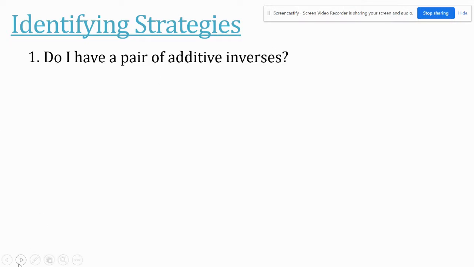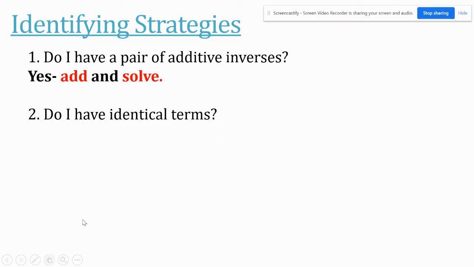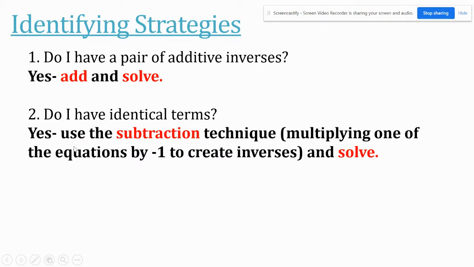So the first thing we want to talk about today is identifying strategies. For example, if you have two equations and you have a pair of additive inverses, you're always going to evaluate, do I have that? If the answer is yes, you're going to add those equations together and solve. Also ask yourself, do I have identical terms? So do I have two terms that are exactly the same, same sign, same variable, same coefficient? If the answer is yes, you're going to use the subtraction technique, or multiplying one of the equations by -1 to create those inverses and solve.